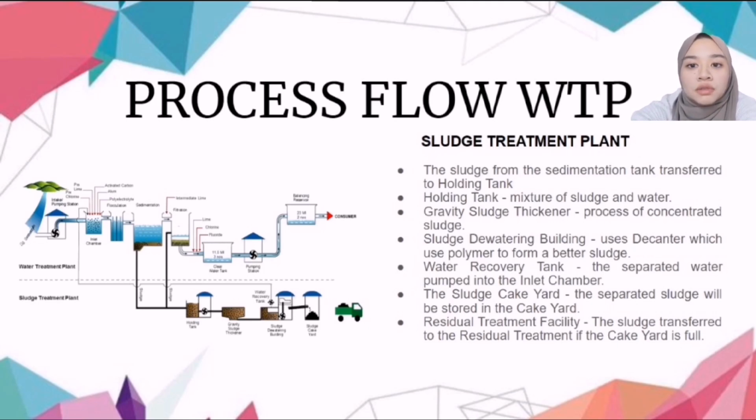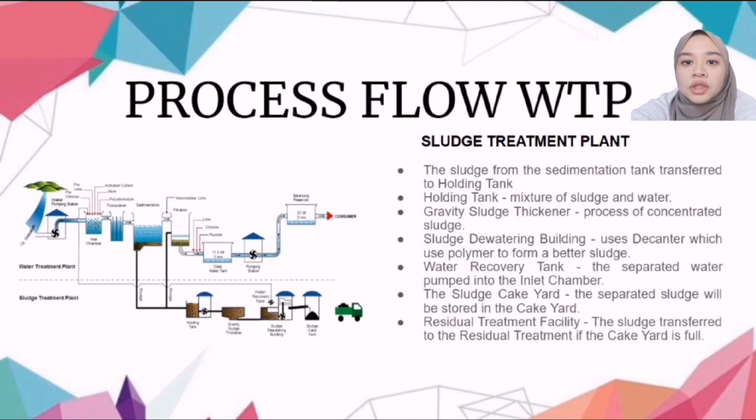The sludge dewatering building uses decanters to separate the solid and water. In the decanter, they use polymer dose in powder form to form a better sludge. The separated water in the water recovery tank will be pumped into inlet chamber A only, because most of the time there is not much water to pump.